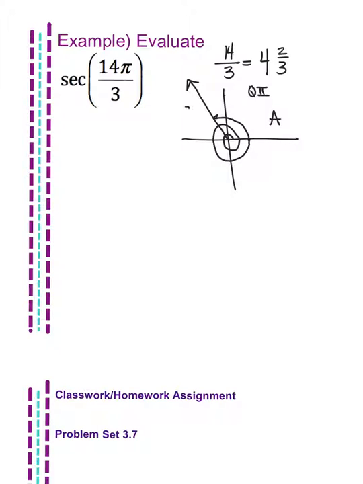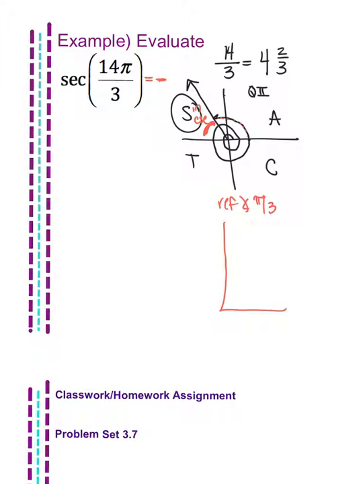So I have All Students Take Calculus. Since sine and cosecant are the only two that are positive in quadrant 2, and I'm evaluating secant, I know this is going to be negative. So again, sine and cosecant are positive. All right, so now my reference angle is pi over 3 when I go terminal side to x-axis. If this right here is 2/3 of a pi, this is 1/3 of a pi.